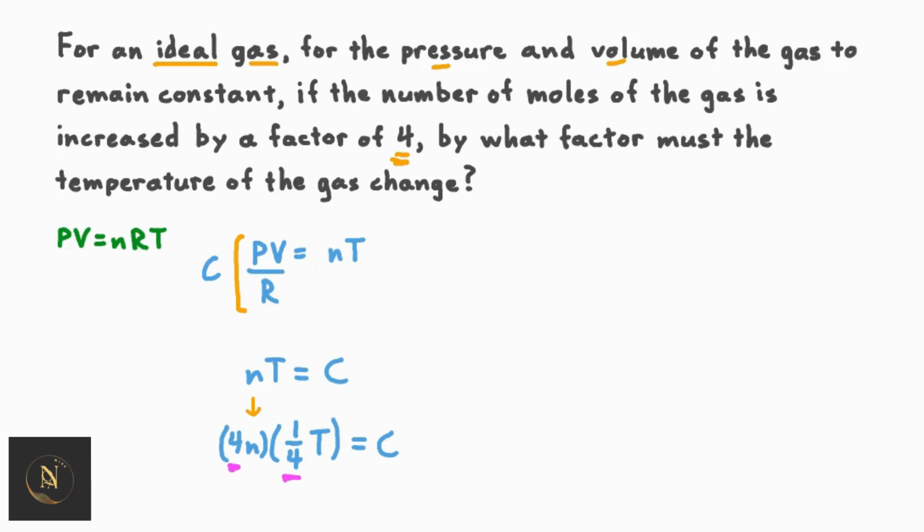We know that 4 times 1/4 is 1, and therefore this is the factor by which the temperature of the gas must change. If the number of moles of the gas is increased by a factor of 4, while pressure and volume are held constant, then the temperature of the gas must be reduced by a factor of 4. That is, we multiply the temperature by 1/4.